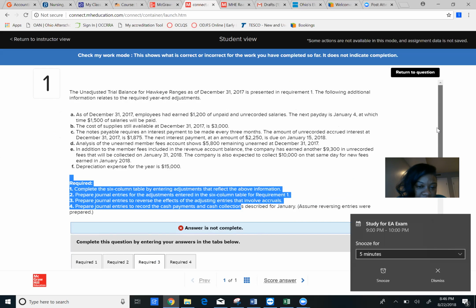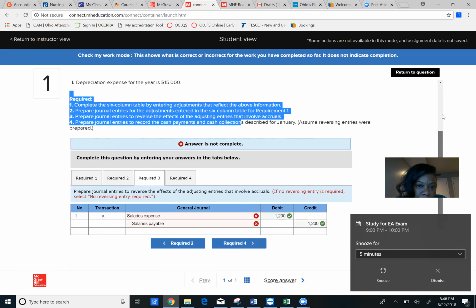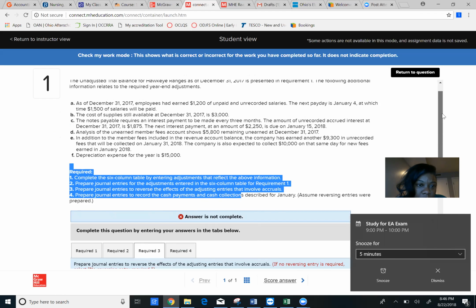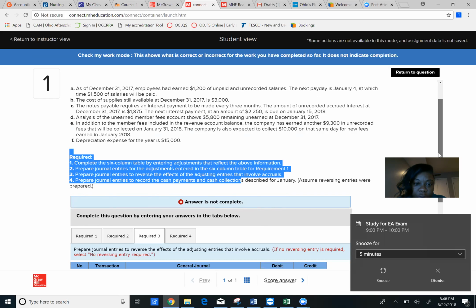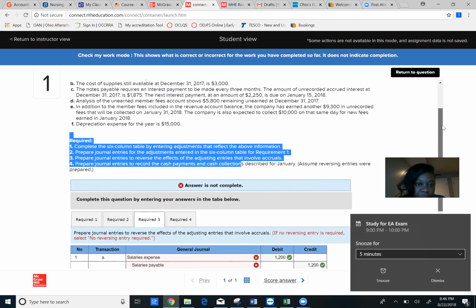So that is A. As of December 31st, employees had earned $200 of unpaid and unreported salaries. The next payday is January 4th, at which time $1,500 of salaries will be paid. December 31st, they earned $1,200. So here's salaries expense.